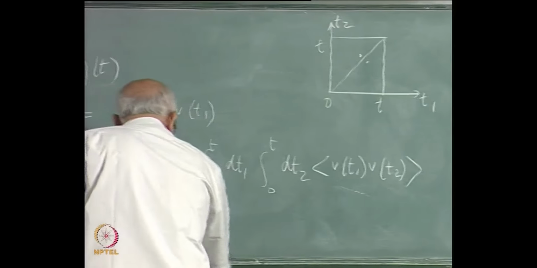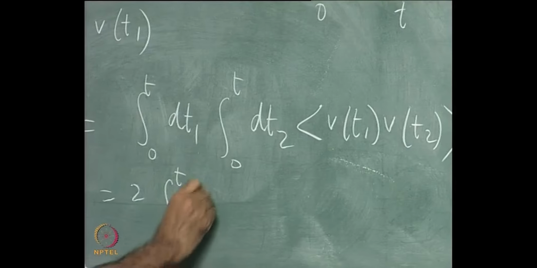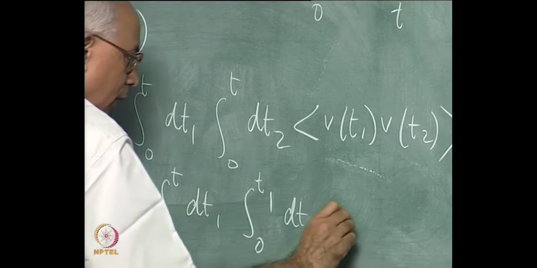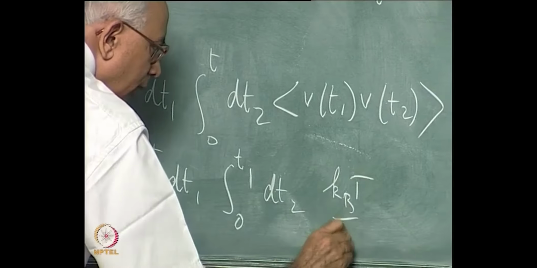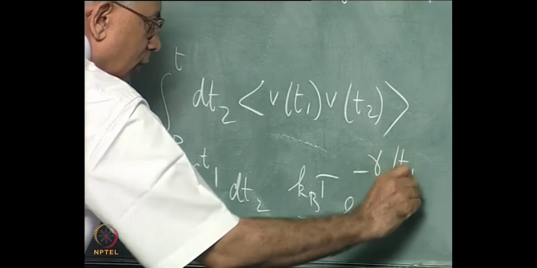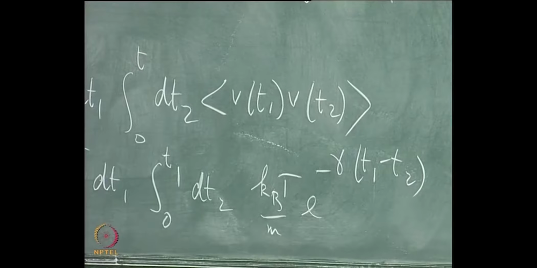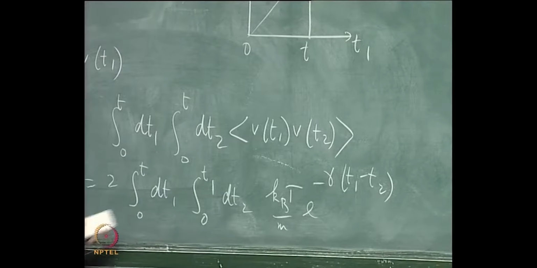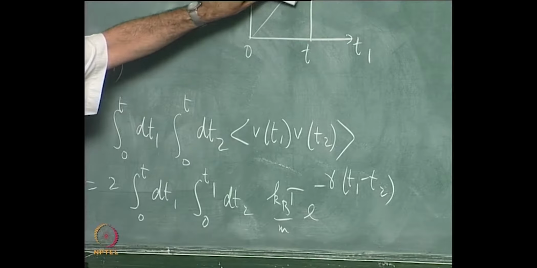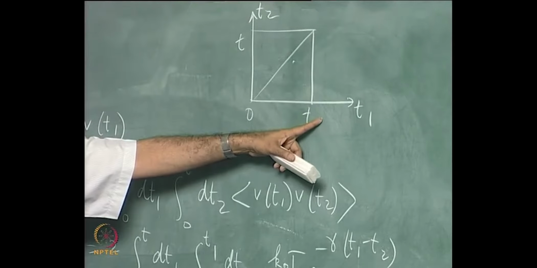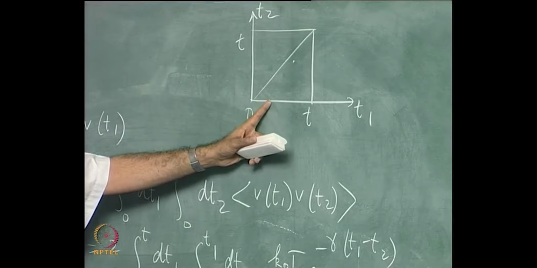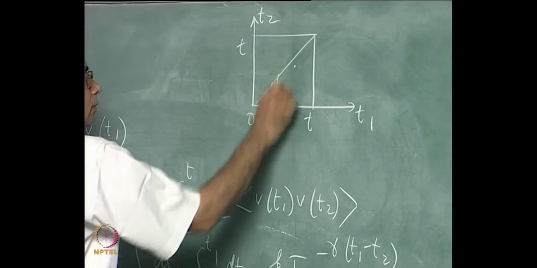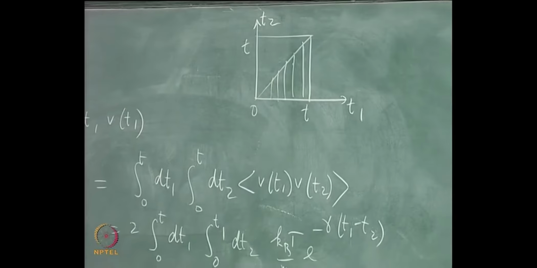So I could write this as twice the integral from 0 to t dt1, and this goes from 0 to t1 dt2, k Boltzmann T over m e to the minus gamma. Since t1 is bigger than t2, I could just write this as t1 minus t2 without the modulus. And which triangle am I integrating over? I am integrating over t1 from 0 to t, and each time t2 is restricted, it goes from 0 up to this quantity here. So it just goes up till there. Now that is the integral I am doing.